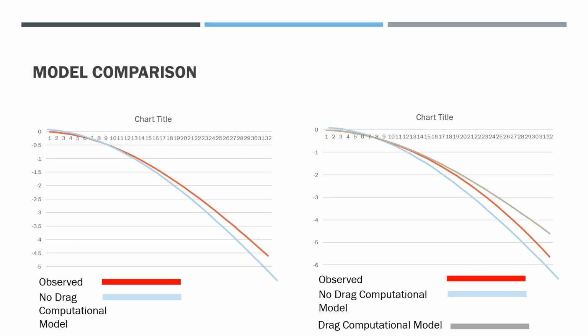Here's a graph based off the observed model and the computational model without drag. To the left, the red line is the observed and the blue is the no drag. As seen, both models mimic each other but begin to differentiate. This differentiation insinuates that there is another force acting upon the basketball.